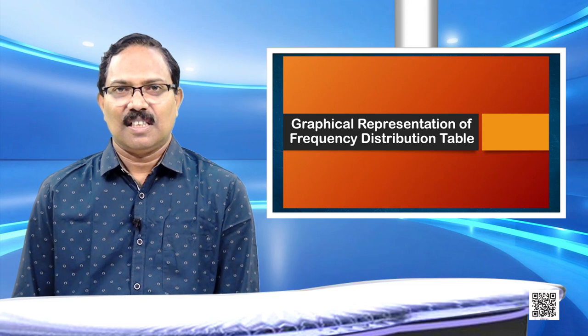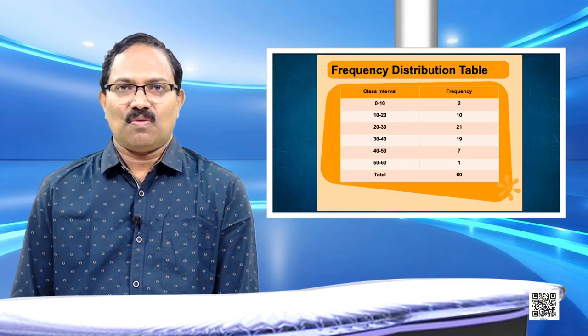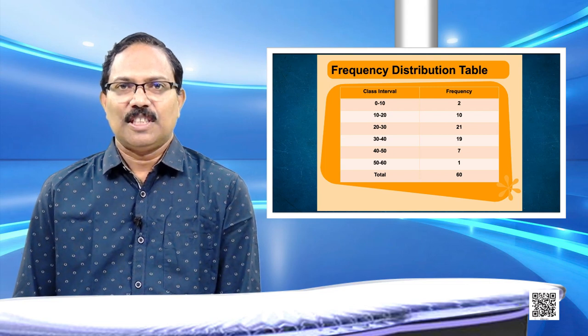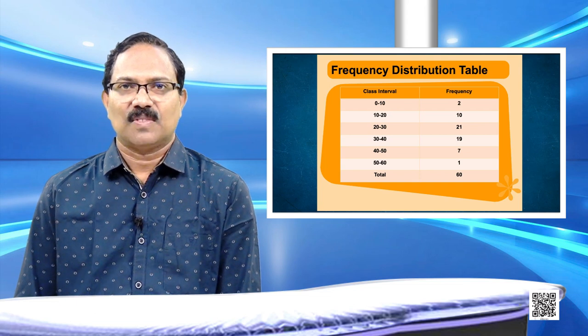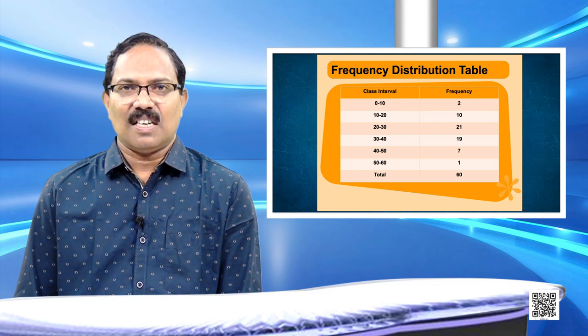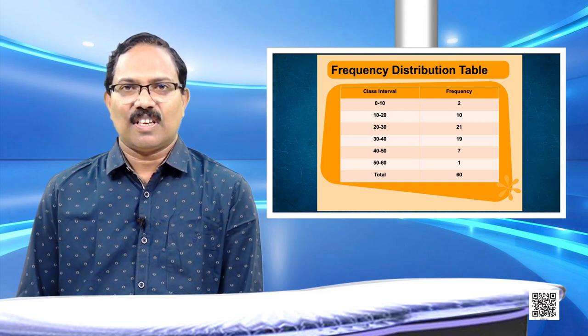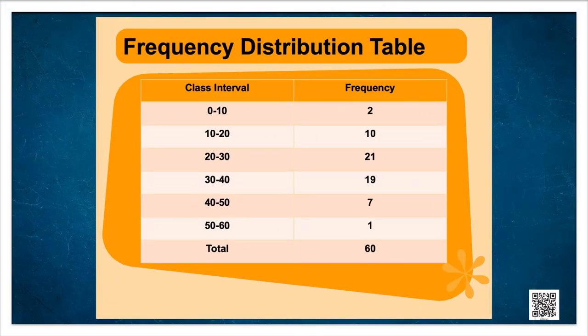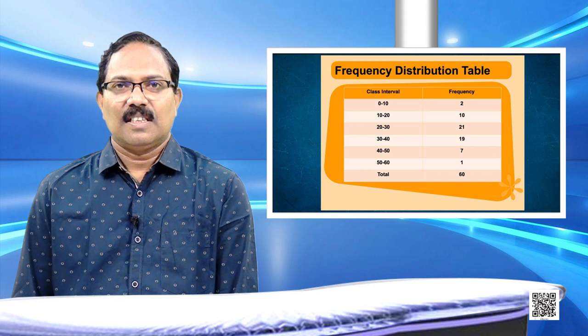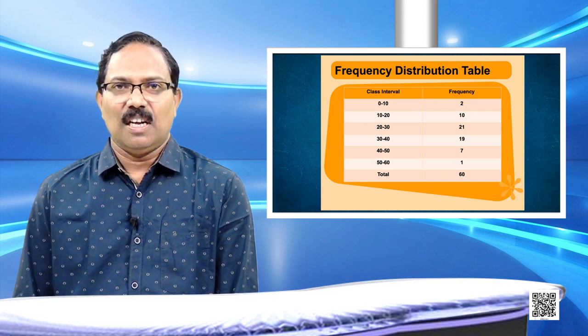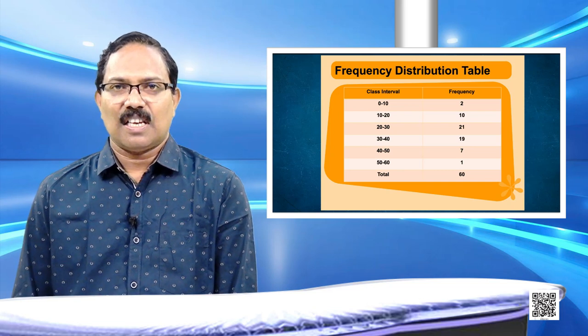In order to understand this, let us take the same example. The marks of 60 students we have put into a frequency distribution table. So, we got the class interval as 0 to 10 and against that a frequency of 2. Next class interval 10 to 20, a frequency of 10, 20 to 30, a frequency of 21, 30 to 40, a frequency of 19, 40 to 50, a frequency of 7, 50 to 60, a frequency of 1, with the total frequency as 60. So, if the data is in this frequency distribution table, how will you make a graphical representation?